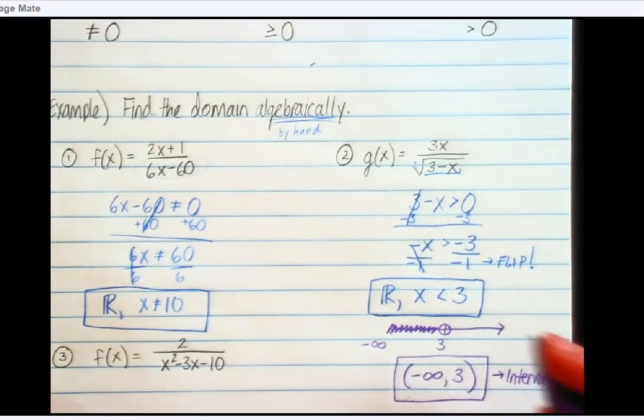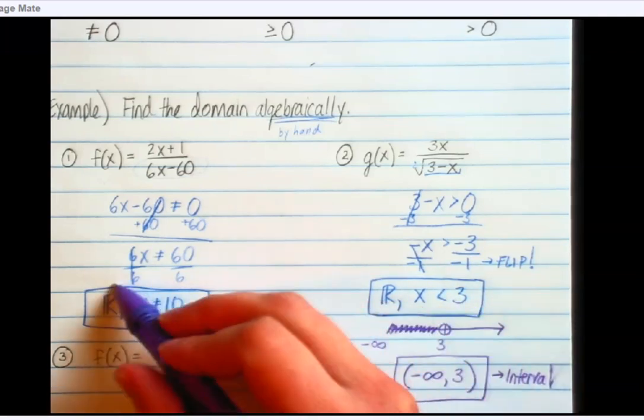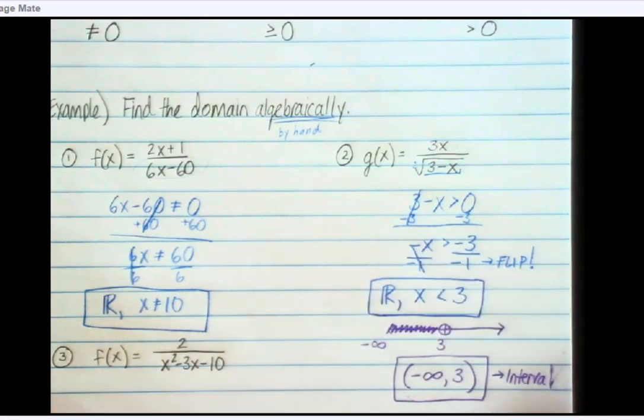This is interval notation versus if we were to just say all real numbers with x is less than 3, all real numbers with x can't equaling 10, right? All these different pieces. Okay.